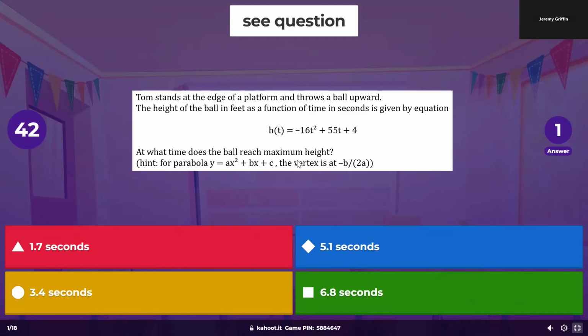Right. Oh, it sounds a lot like that maximum revenue question that you guys just saw a minute ago. Right. And so maybe negative b over 2a. Try negative 55 divided by negative 32. Right, I think something like that.